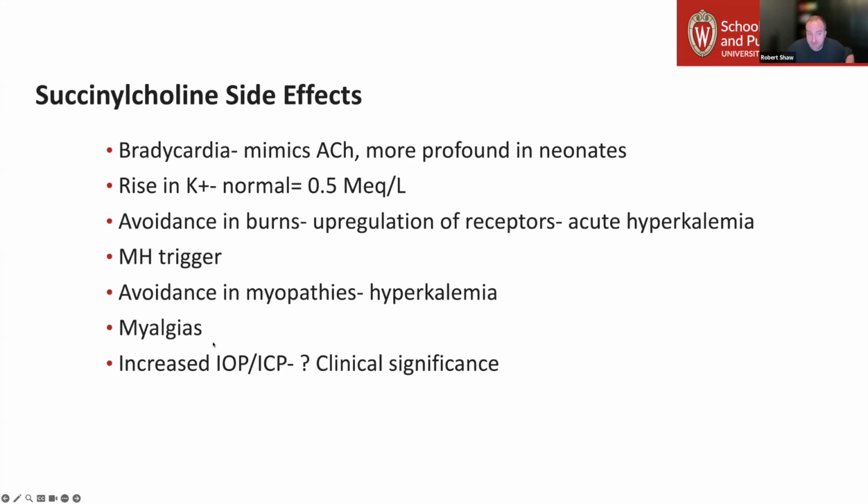Other side effects: patients who get succinylcholine will wake up with likely a lot of muscle aches, so myalgias, and that really can't be treated or prevented. There was a theory that giving a non-fasciculating dose of a neuromuscular blocker, so rocuronium, prior can prevent myalgias, but there really is nothing we can do to prevent those myalgias. It can increase intraocular pressure and intracranial pressure, but the clinical significance of that is, again, questionable.